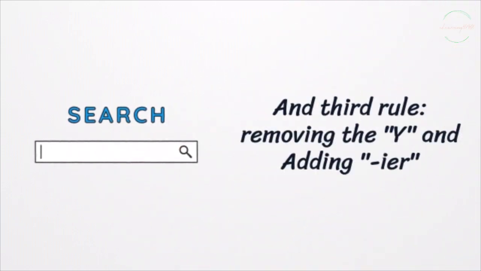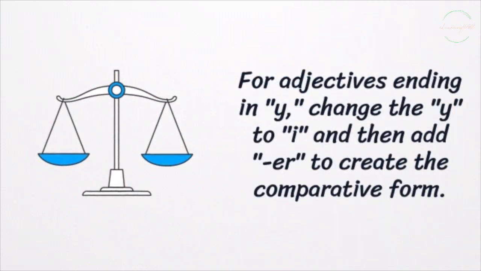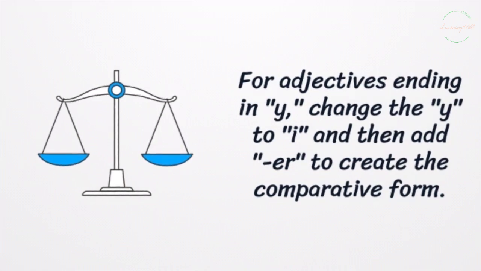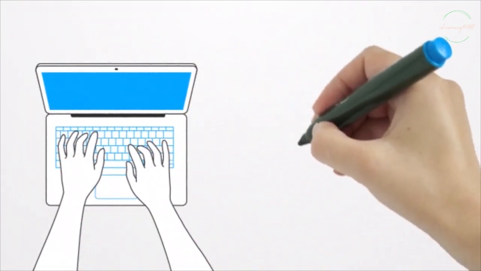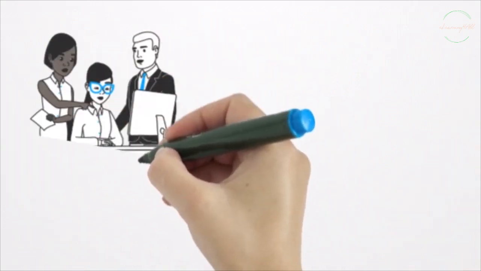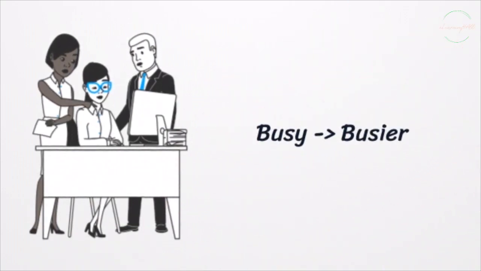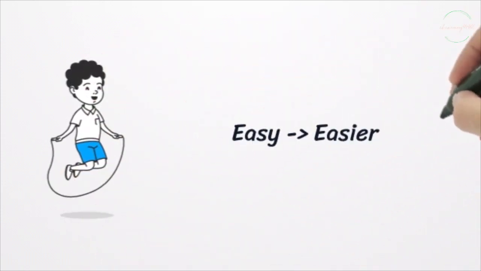And third rule, removing the y and adding -ier. For adjectives ending in y, change the y to i, and then add -er to create the comparative form. For example, busy, busier. Easy, easier.